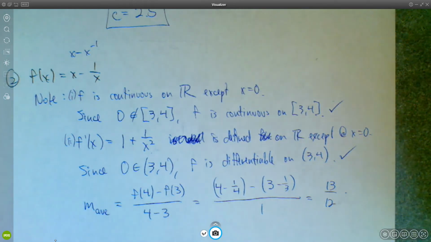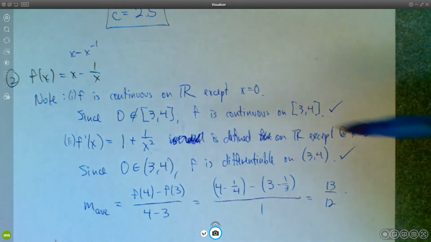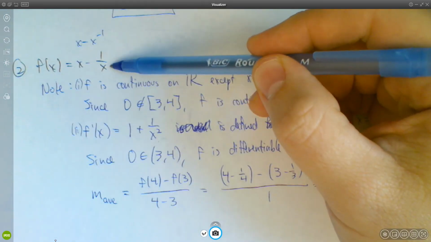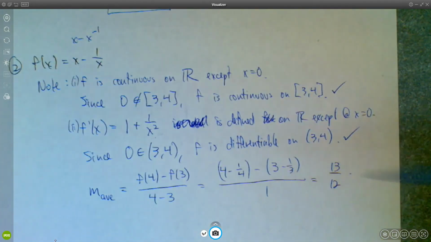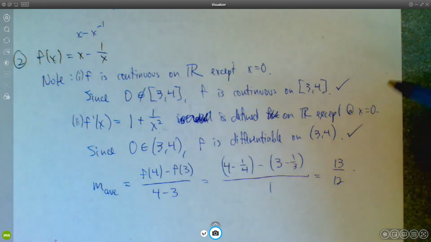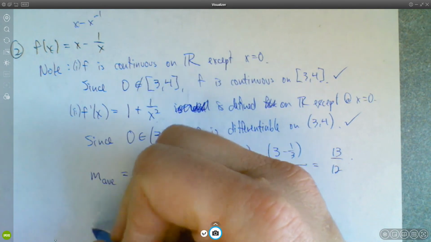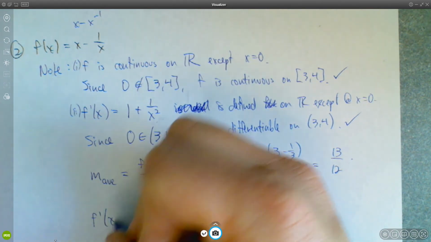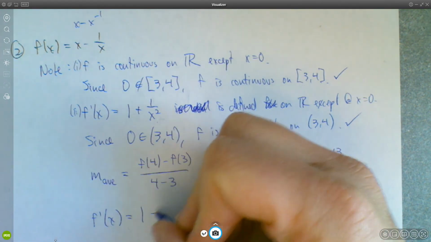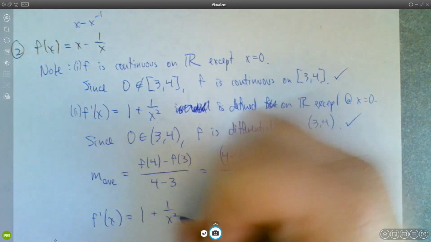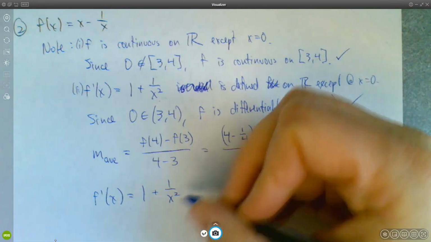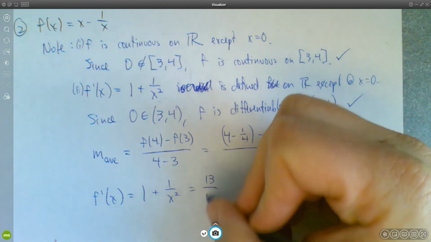Okay. So what the mean value theorem says is that there is a place where the derivative is equal to 13/12. So let's see if we can find it. Let's take f prime of x, which we've already done. It's 1 plus 1 over x squared. And we want to set that equal to 13/12 and solve.